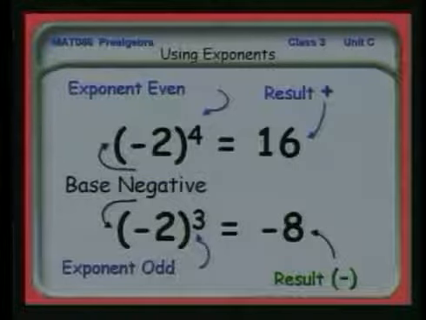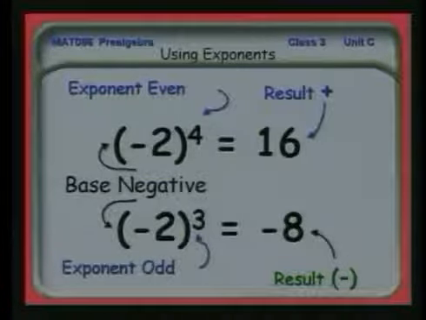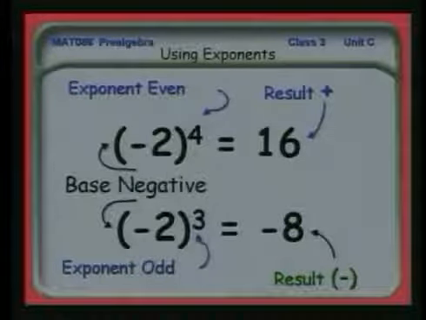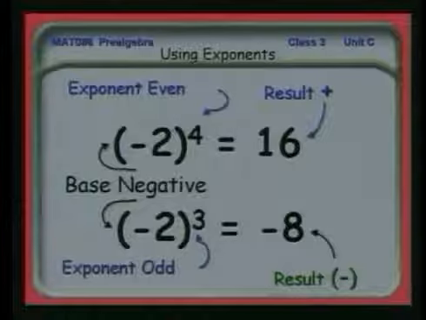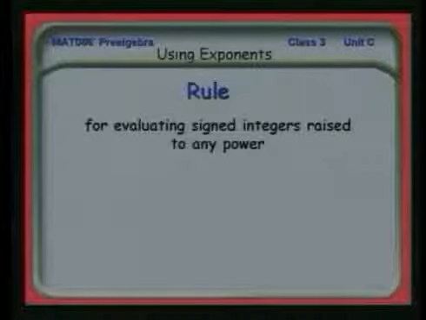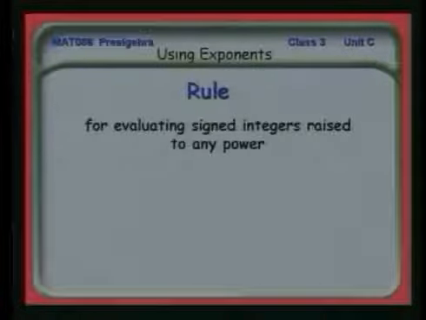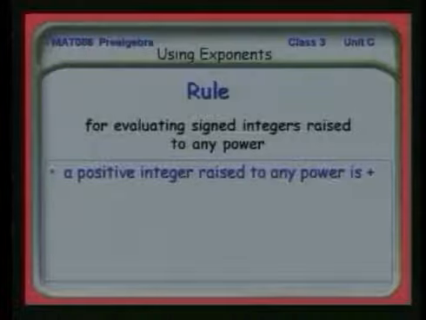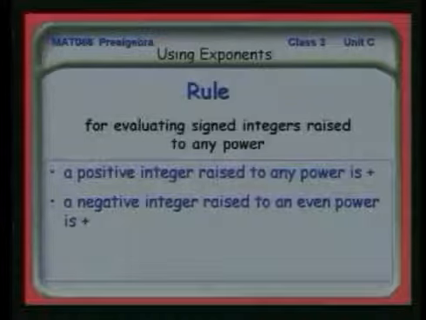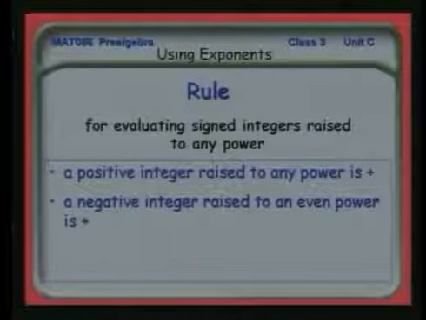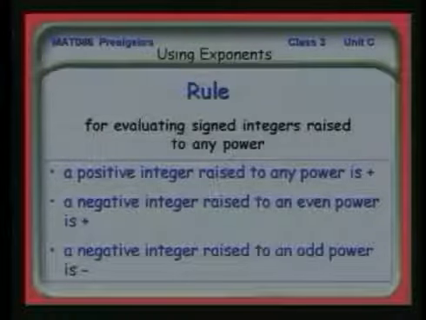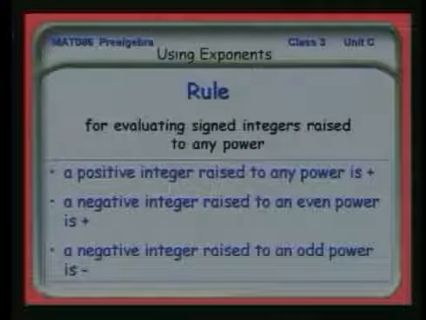So, again, if your exponent is even and your base is negative, the result will be positive. If your base is negative and your exponent is odd, the result is going to be negative. Let's see if we can make this into a rule. For evaluating signed integers raised to any power, a positive integer raised to any power at all is positive. A negative integer raised to an even power is positive, and a negative integer raised to an odd power, for the reasons I explained, is always going to be negative.